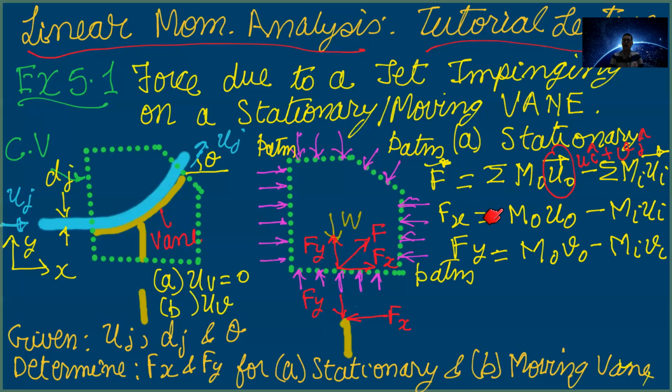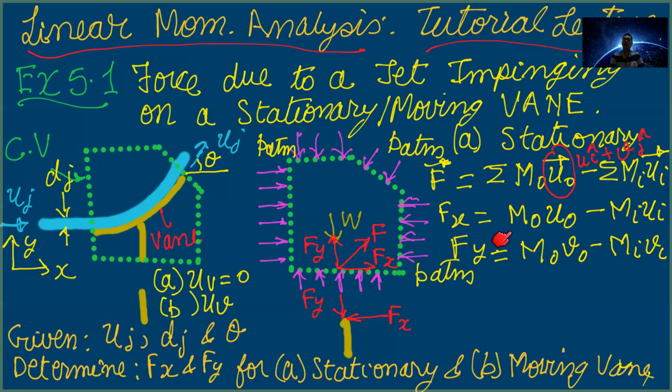To calculate the net x momentum flow rate leaving, it is the x momentum flow rate leaving from the outlet minus that entering from the inlet. Now, to calculate the reaction force acting on the control volume in the y direction, this is equal to the y momentum flow rate, which is the product of mass flow rate and the v velocity.